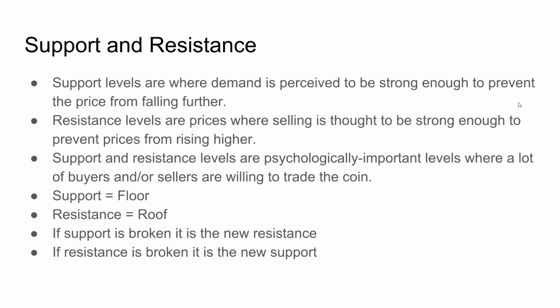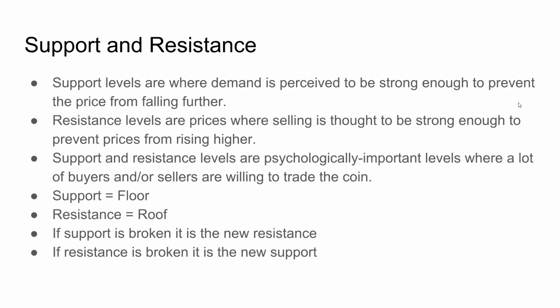Support and resistance. Support levels are where demand is perceived to be strong enough to prevent the price from falling further, and resistance levels are where selling is thought to be strong enough to prevent prices from rising higher. Support and resistance levels are psychologically important levels where a lot of buyers and or sellers are willing to trade the coin, buy or sell. So support equals the floor, that's what we reference it to, and resistance is the roof. So let's say the support is broken, it's the new resistance, and the resistance is broken, it's the new support.